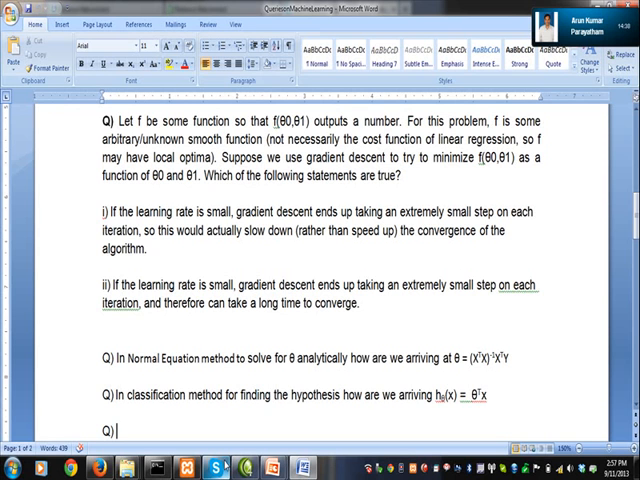Do you find any other meaning in the two sentences? They are mentioning two different things. Up to iteration, same, right? Only differentiating, therefore can take long time to converge. So this would actually slow down the convergence of the algorithm. One is mentioning in terms of iterations, the other one is mentioning in terms of time. It takes more iterations, it takes more time, right? Proportionally both are the same.